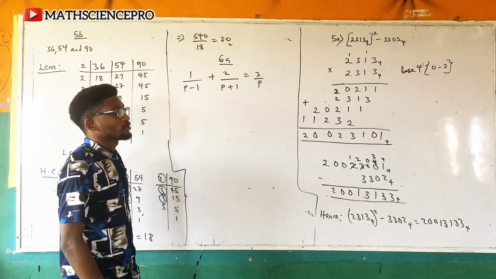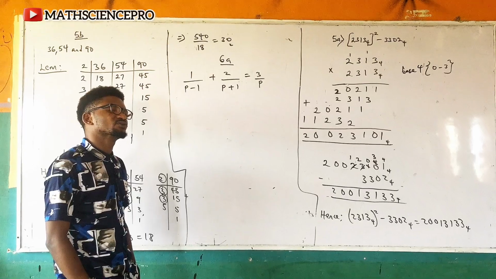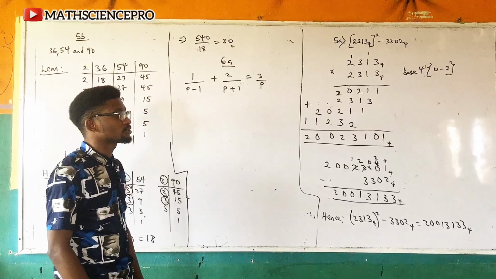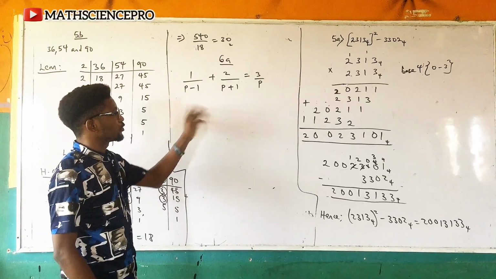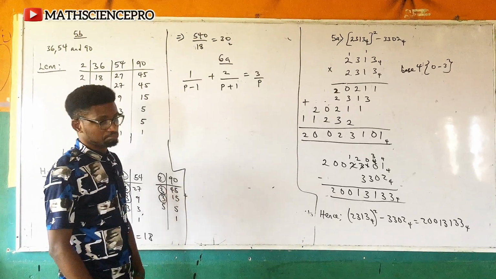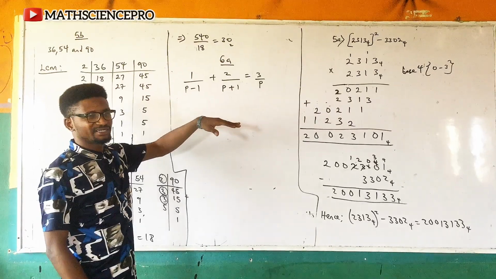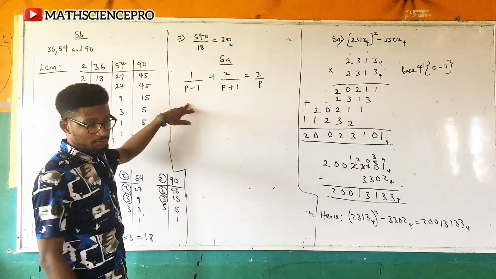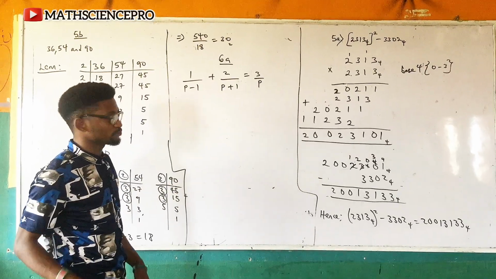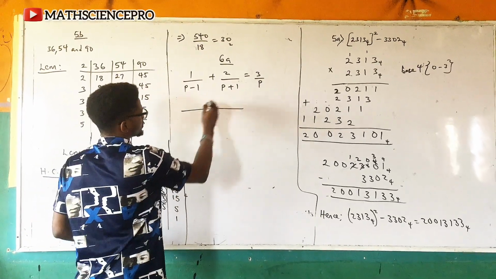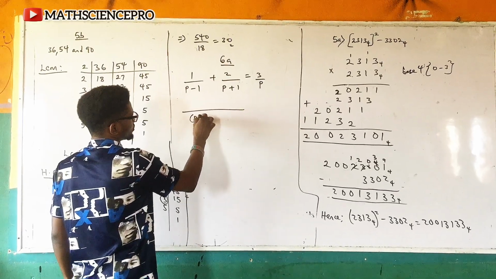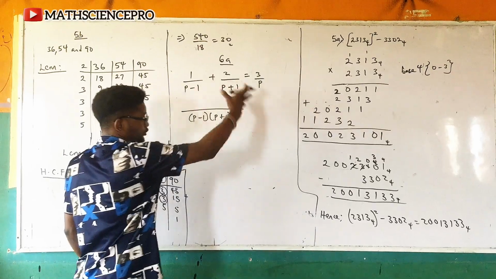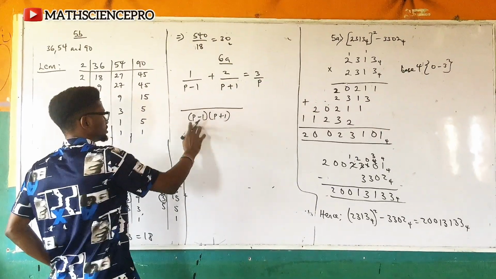The first thing that should come to your mind, whenever you're trying to add or subtract fractions, is LCM. It helps so much. You can decide to find the LCM of the whole equation at once, or you can deal with this part first, your choice. Let me deal with this part first. LCM of these two is P minus 1 and P plus 1. For this one, I'm left with P plus 1.